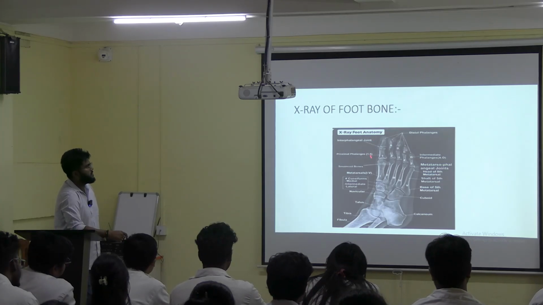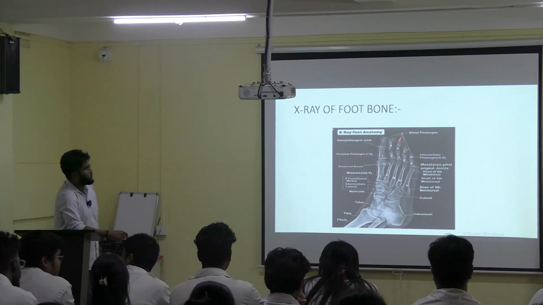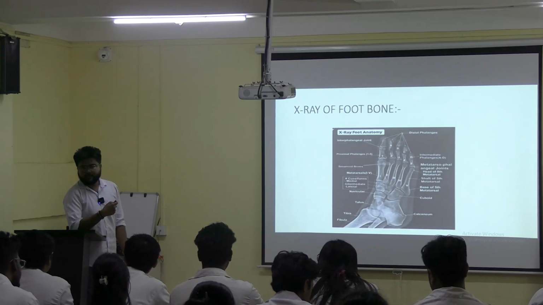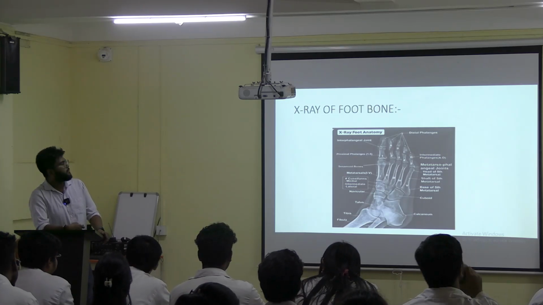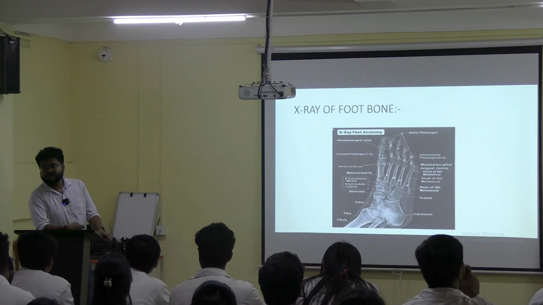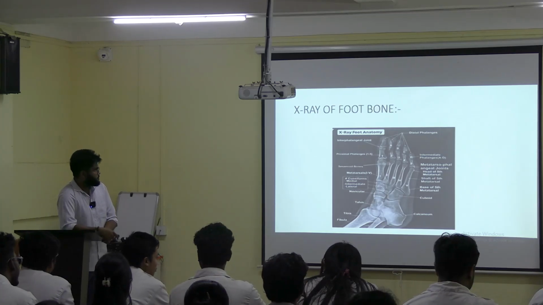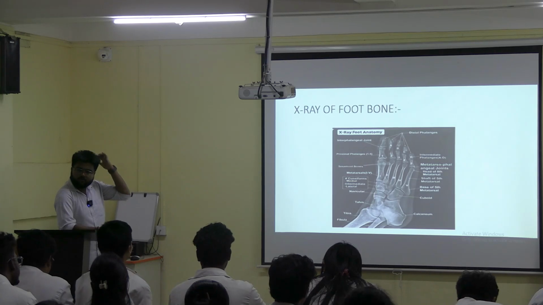So how many phalanges are present? 1, 2; 1, 2, 3; 1, 2, 3; 1, 2, 3. So total 14. These things are also asked. And patella is what type of bone? Sesamoid bone. These things are also asked. So this is mainly the AP view. Just identify these bones only.